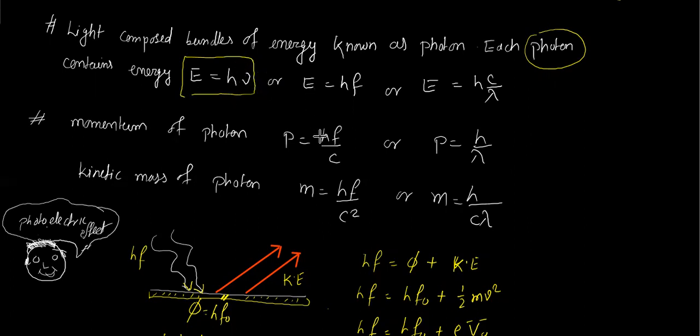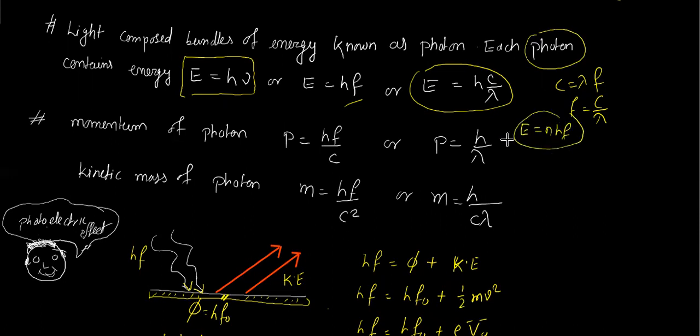In general it is represented by hf, where f is the frequency, and as we know, c is equal to the product of lambda and f. That's why we can replace this frequency by c by lambda. So another form of energy is hc by lambda. If you want to find the energy of n number of photons, then we just have to multiply by n. This will be nhf.